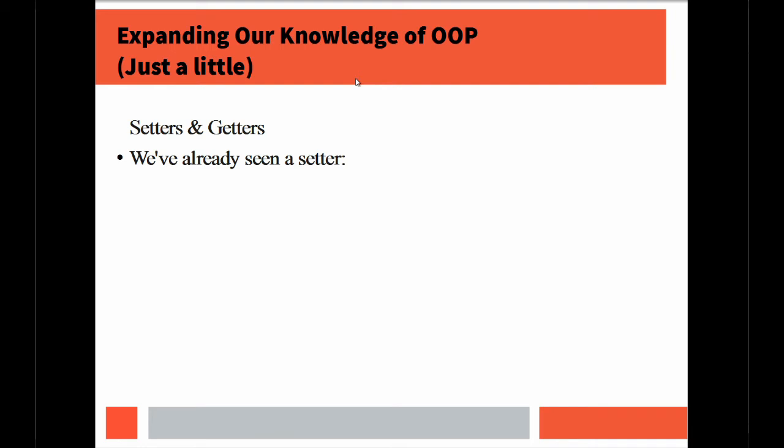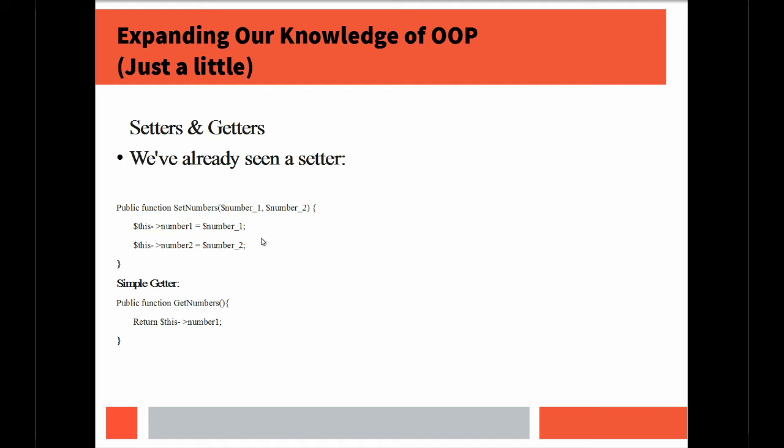Now let's expand our knowledge of OOP just a teeny tiny bit. Setters and getters. We've already seen a setter in the code that we just looked at in the previous page. And this should look familiar. It says public function set numbers, $number underscore 1, comma, $number underscore 2. Basically, in its simplest form, a setter sets a value that you pass to it into some variable within our member. So number 1 and number 2 in this case are being set. But there's also something called a getter, which is the exact reverse of a setter. You simply retrieve something, a variable, a value, word, whatever, out of your object.